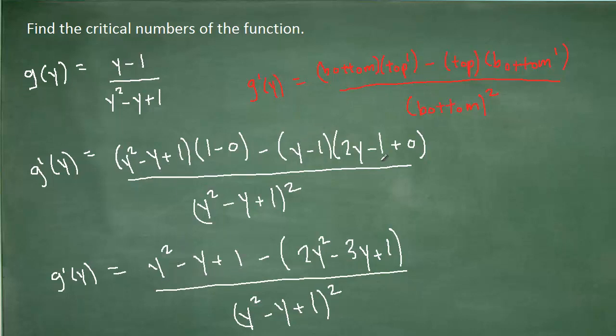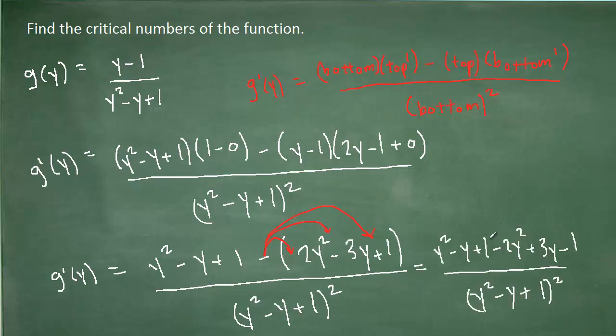We have to be careful over here, though. We end up having to FOIL this product because you have a binomial multiplied by another binomial, and the way to multiply two binomials is using the FOILing technique. Now you'll notice that we left a parenthesis around the 2y squared minus 3y plus 1 because we're going to end up having to distribute the minus sign to each term inside the parentheses. And that's a common mistake, that students often forget to distribute that minus sign through to each term. So we'll have to go ahead and do that.